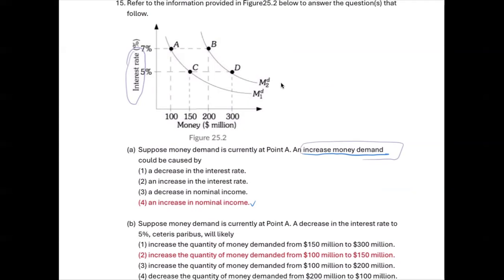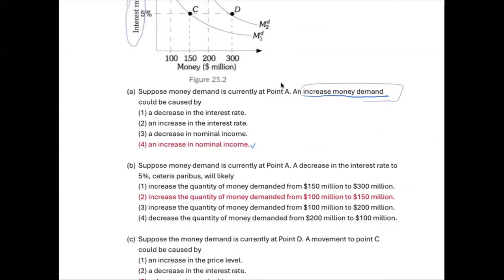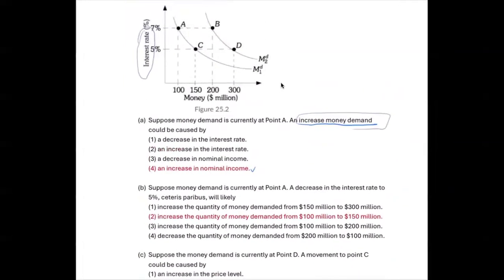Okay. And suppose money demand is currently at A. Okay, at A, then a decrease in the interest rate. Remember, interest rate change would cause a change along the curve. So from A to C, right? So now it would increase the quantity of money demanded from the previous level of 100 billion to the new level of 150 million.